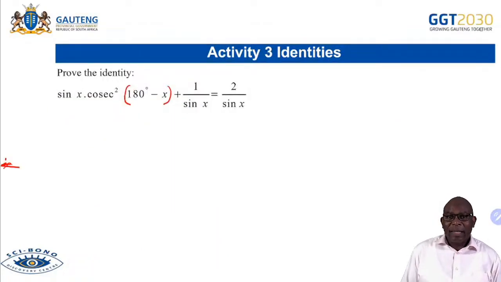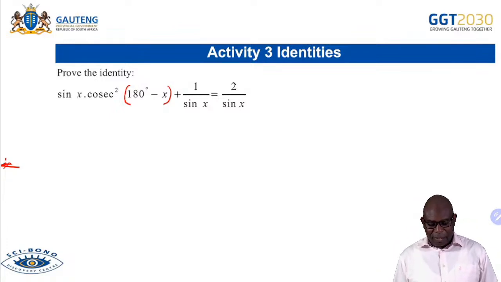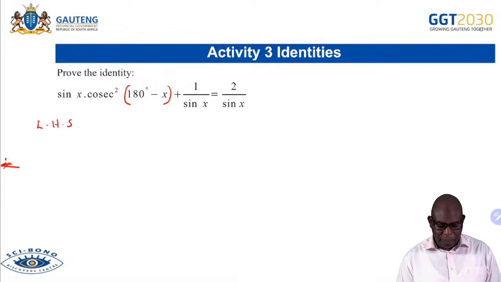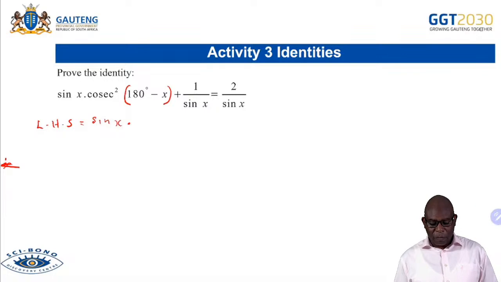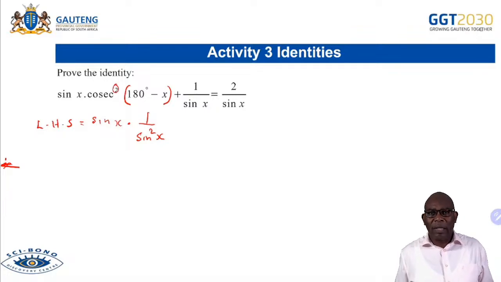Okay, the last identity. The sine of x, nothing to do with it. Check the left hand side. So the sine of x, there's nothing I can do with it. But the cosec squared of 180 minus x. Remember I said this, you leave it as it is. But cosec can be changed to what? 1 over sine, but it is squared. As long as there's a squared there, you won't have a negative because everything will be positive.